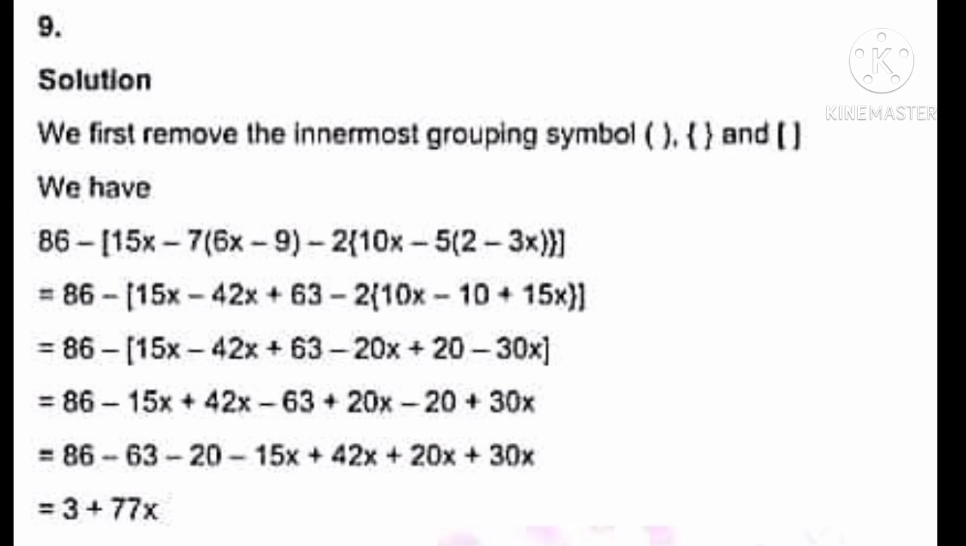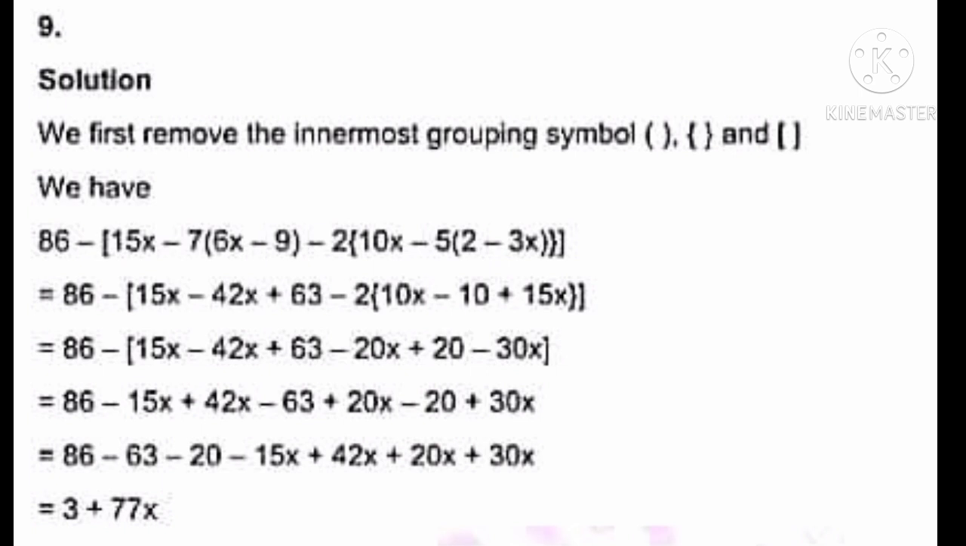Next, question number 9 is 86 minus [15x minus 7(6x minus 9) minus 2{10x minus 5(2 minus 3x)}]. Now class, you have to take care of the brackets as well as the sign, and please don't step jump. We will remove the brackets one by one, starting from the smaller, middle to the big bracket.